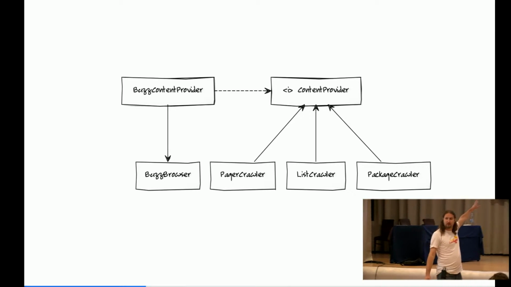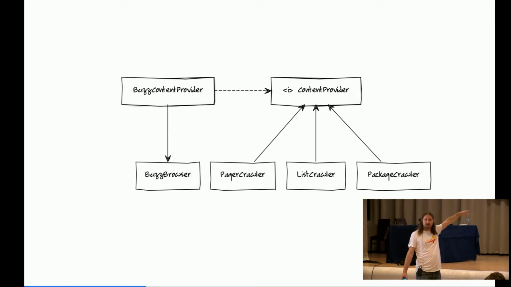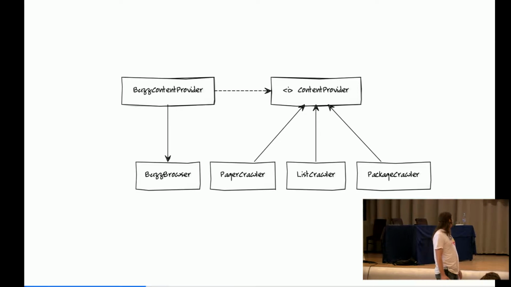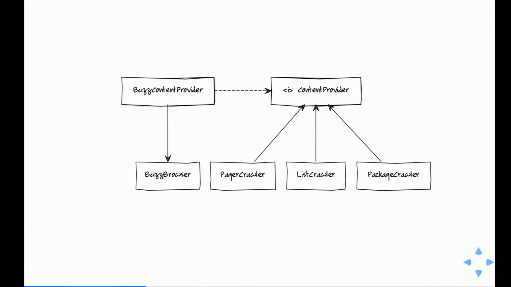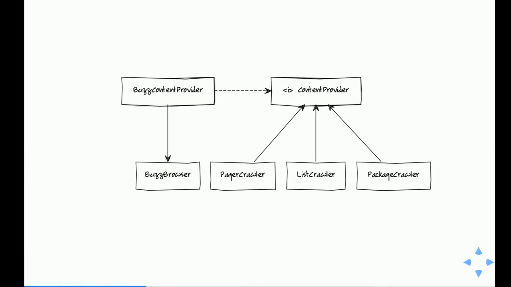Right, so there's only one place we need to go. All our crawlers are unaffected. We don't have to modify that code. There's only bus content provider. So there's no dependency going from crawlers to the bus browser. Dependencies are inverted. So that's dependency inversion in a nutshell.